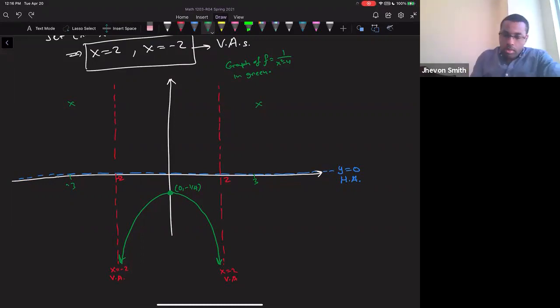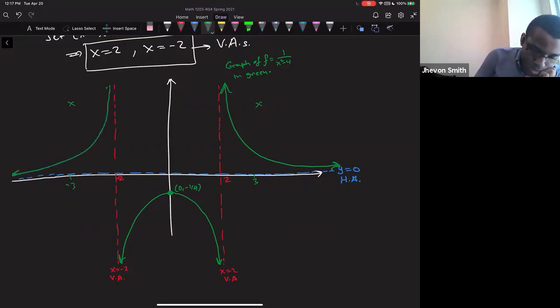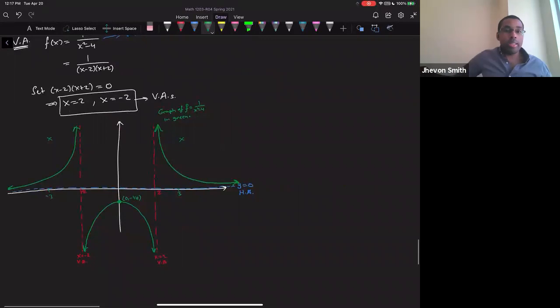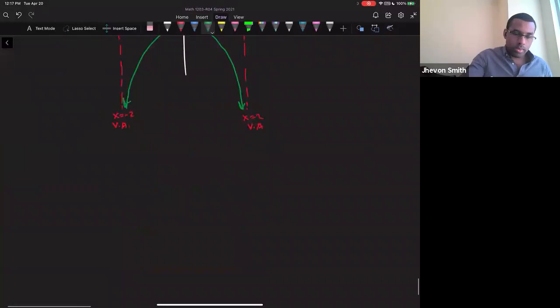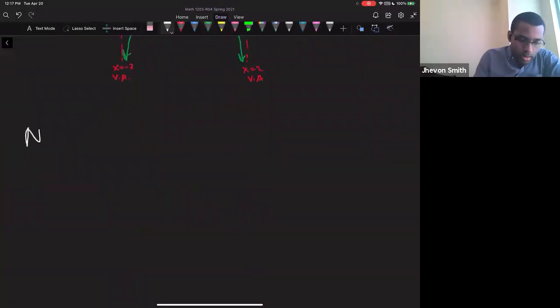So that means the graph must look like this. Similarly, over here, it must look like that. So the green is the graph. That's what that graph would look like. You'll notice it has 2 vertical asymptotes and 1 horizontal asymptote. And that can help us sketch the graph, as you see. We're going to learn to sketch graphs in more detail. That is the next section. But we're not really going to do that now.